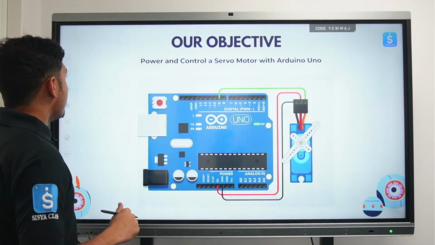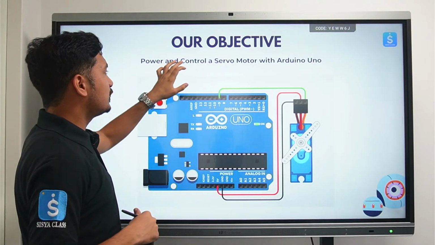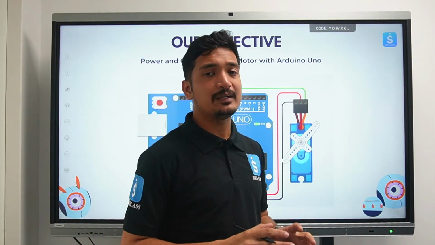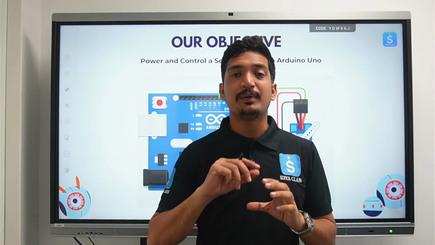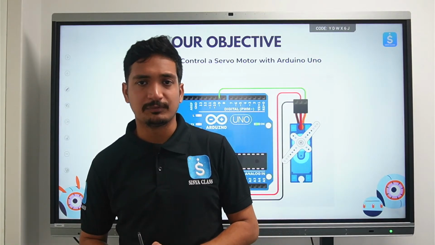Moving ahead, this is our project objective. We will power and control a servo motor with Arduino Uno. Basically we want to connect Arduino Uno with a servo motor, power it up, and then make it rotate. If it is rotating, then we are happy. That's our objective for today's session.